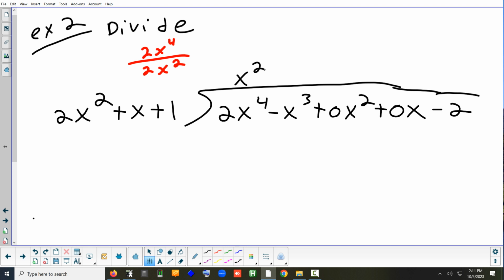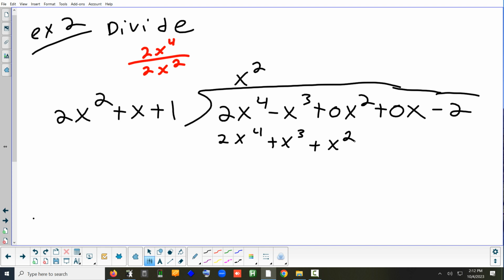So let's do one at a time. What's x squared times 2x squared? 2x to the 4th. What's x squared times x? X to the 3rd. And what's x squared times 1? Just x squared.